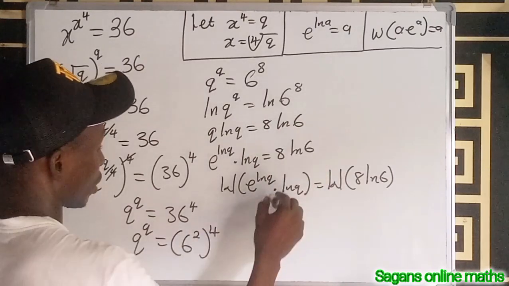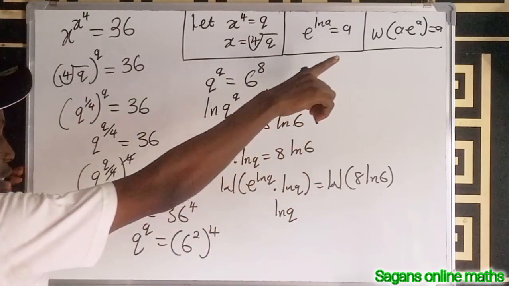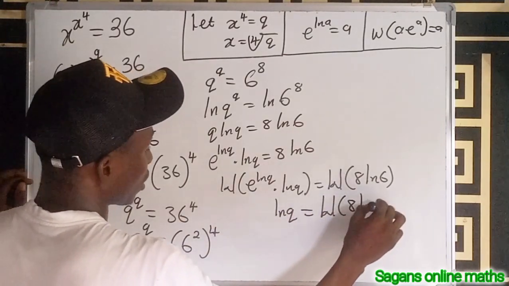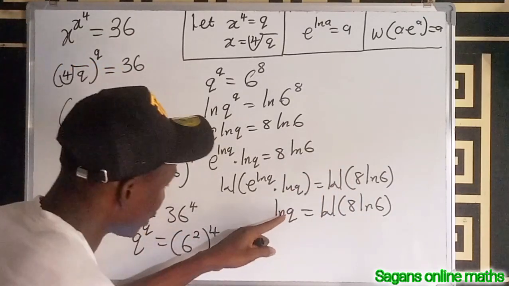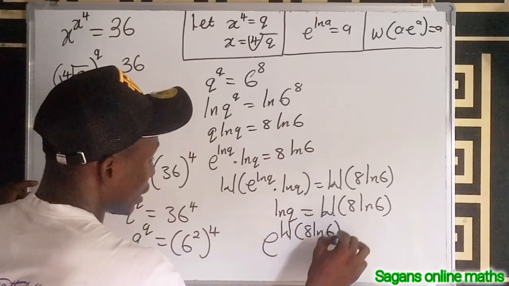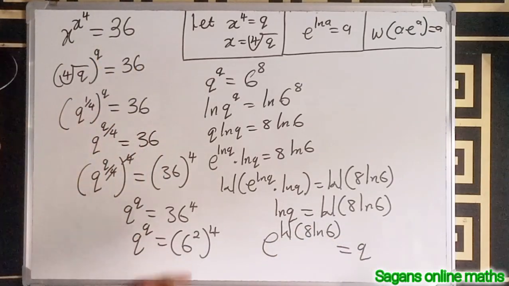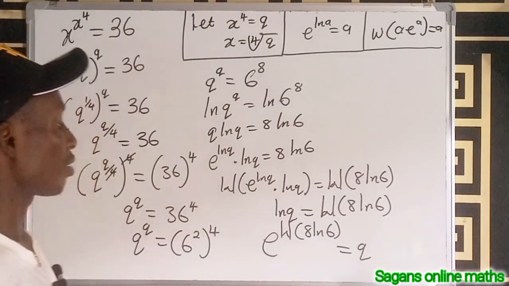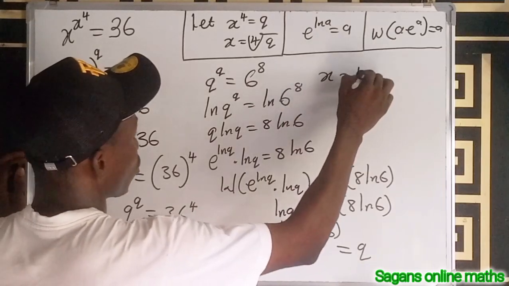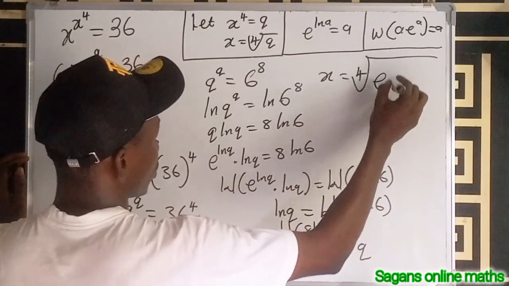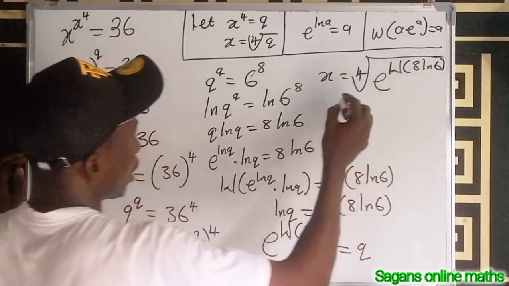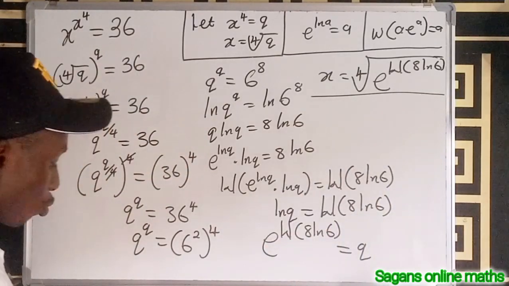And all this will just give us ln q, by obeying the properties of this, right? We just get the natural logarithm of q equals the W function of 8 ln 6, which is the natural logarithm of 6. And since this is in base e, it implies that e raised to the power of the W function of 8 ln 6 is equal to q. That means we are getting the value of q, right? So since we're getting the value of q, it's easy for us to find the value of x. It implies that our x will be equal to the fourth root of e raised to the power of the W function of 8 ln 6, right? And this is the value of x to this particular question.